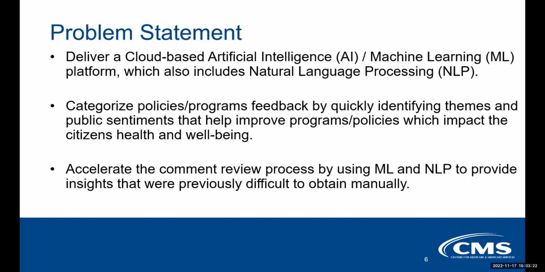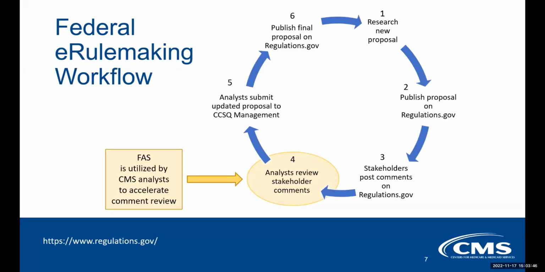The second was to accelerate the comments review process. Every comment or feedback provided for each policy that goes out requires a review and, in most cases, a response. So we accelerate that comment review process and provide insights that were previously difficult to obtain by manually reading through each of those comments. To understand these problem statements a little bit better, let's take a look at what the federal e-rulemaking workflow actually looks like. Next slide.